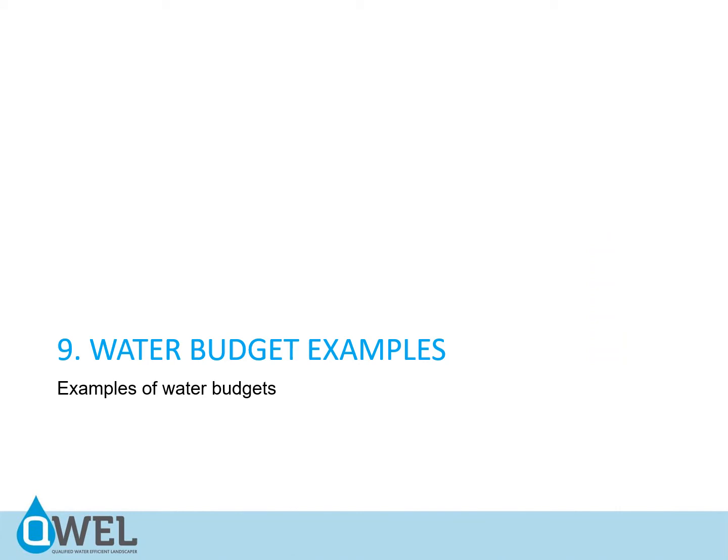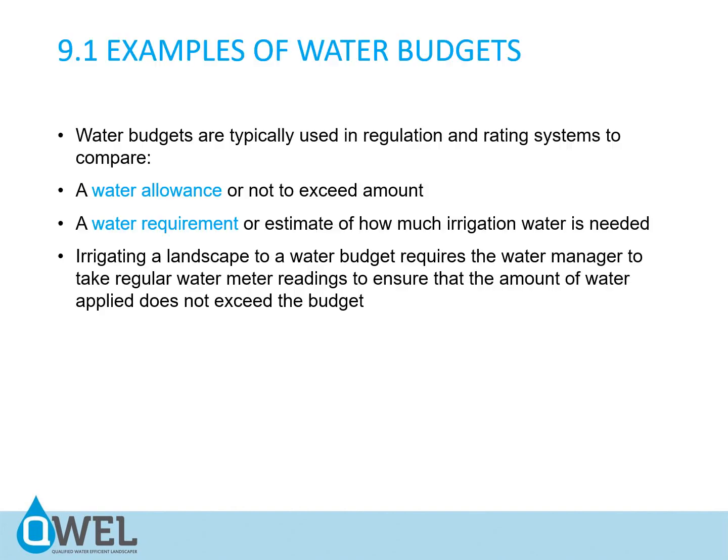9. Water budget examples. Here are some examples of a water budget. 9.1 Examples of water budgets. Water budgets are typically used in regulation and rating systems to compare a water allowance, or not-to-exceed amount, or a water requirement, or estimate of how much irrigation water is needed. So irrigating a landscape to a water budget requires the manager to take regular water meter readings to ensure that the amount of water applied does not exceed the budget.